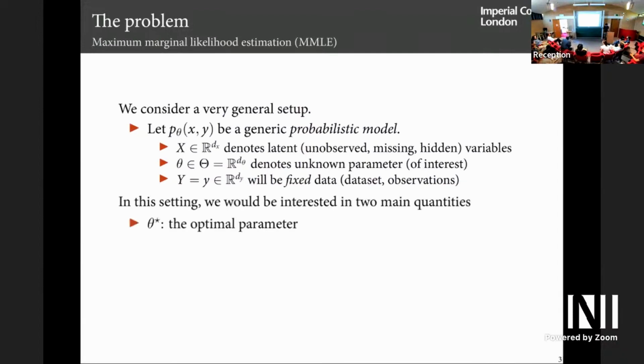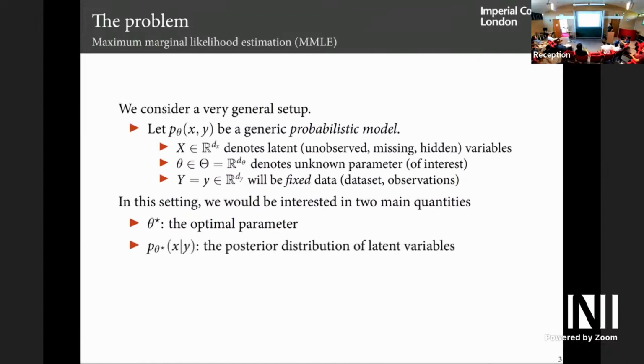We are basically interested in two main quantities in this kind of setting. Given a generic probabilistic model like this, and I don't even specify how it factorizes, it could be factorized in different ways. What I mean is the parameter could be in the likelihood or the prior or both. So theta would be our interest, the optimal parameter theta star. When I say theta star, the question is whether it's unique, whether there is a single parameter that could be called optimal. That of course depends on the assumptions I will make.